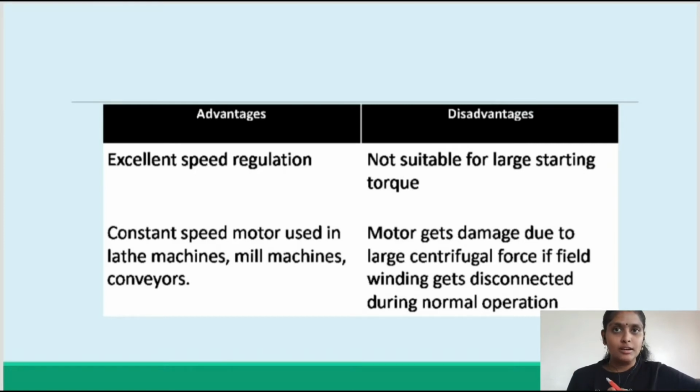The advantages are excellent speed regulation and constant speed. The motor is used in lathe machines, mill machines, and conveyors. The disadvantages are that it is not suitable for large starting torque, and the motor gets damaged due to large centrifugal force if its field winding gets disconnected during normal operation.